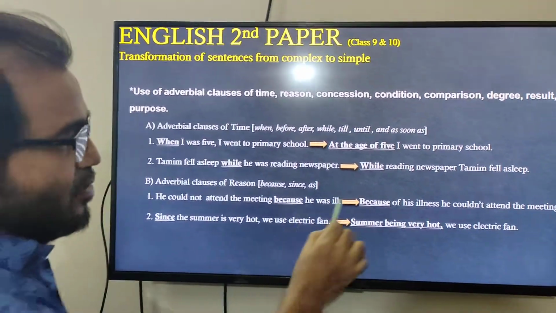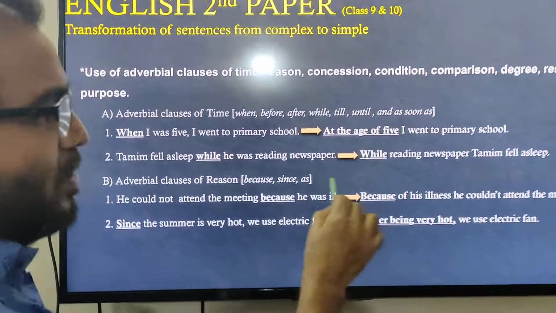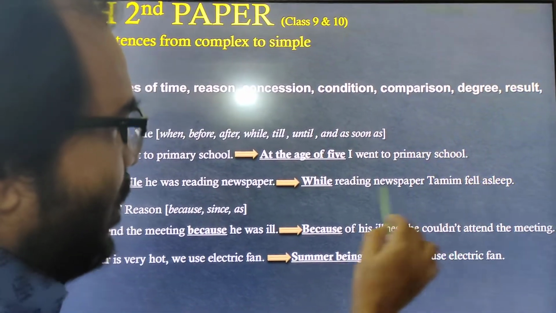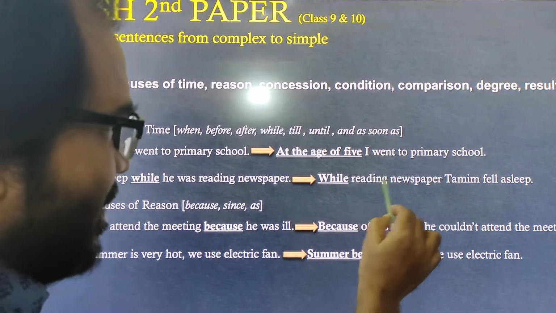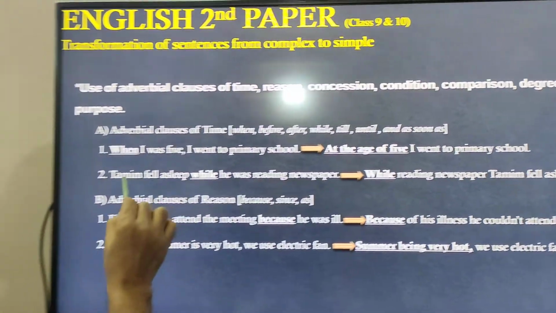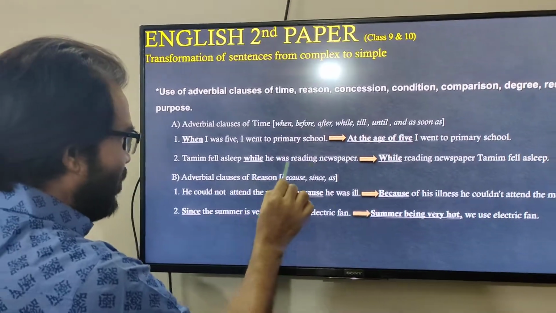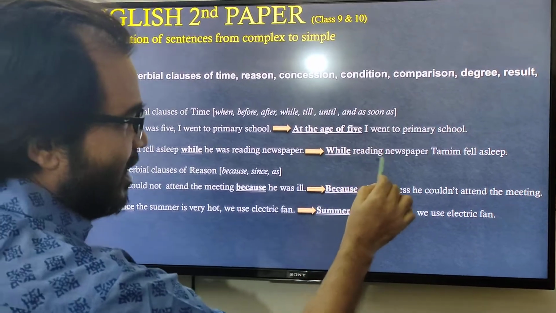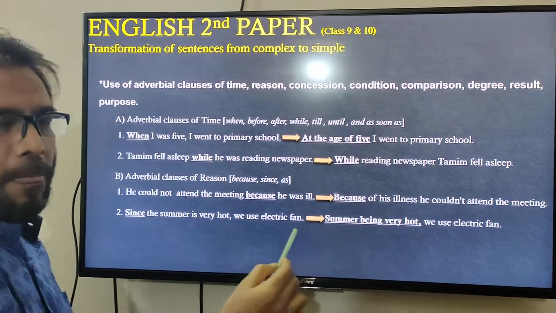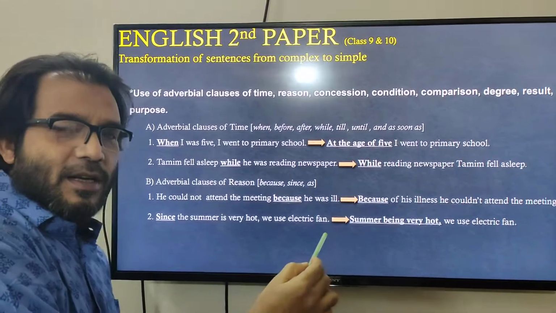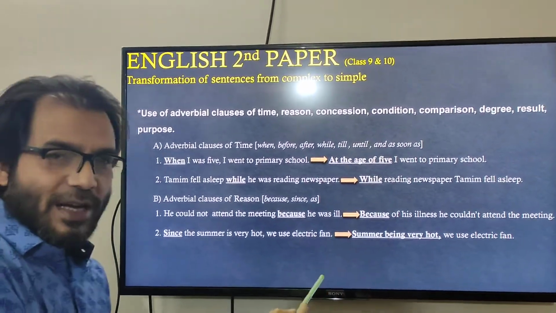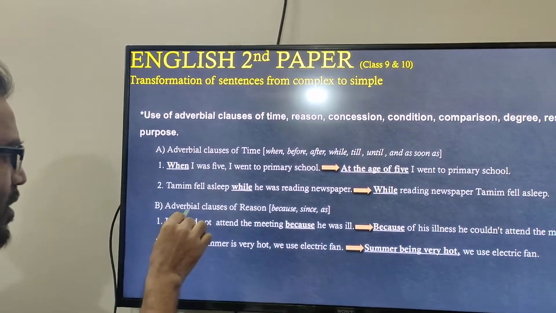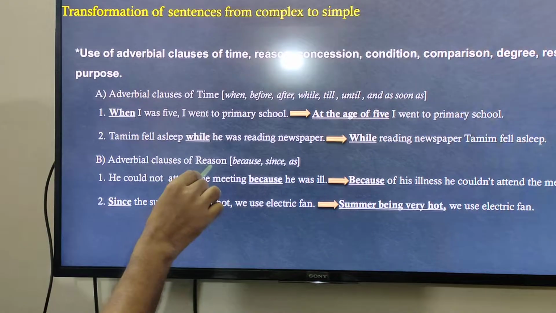If we change it into a simple sentence, what should we do? While reading the newspaper, Tamim fell asleep. While reading the newspaper is the time phrase. The time clause while he was reading the newspaper has been changed into the time phrase while reading the newspaper. This is a very interesting technique. You have to keep it in your memory. Note it. Now let us see the second technique, the adverbial clause of reason.